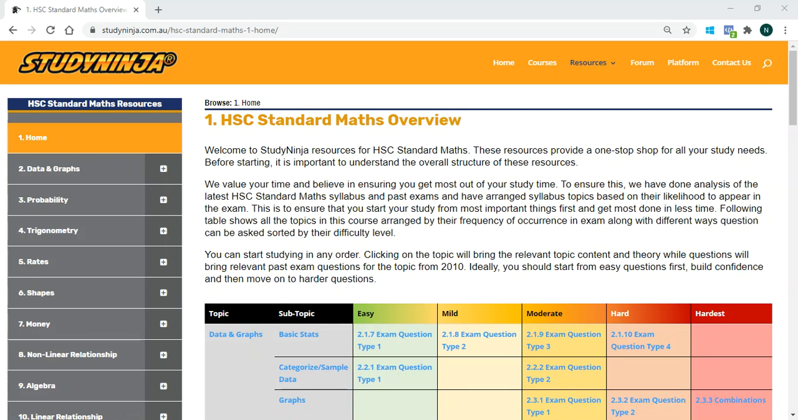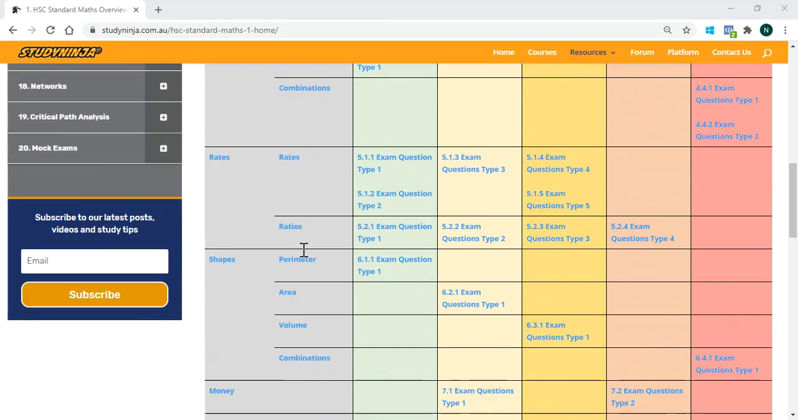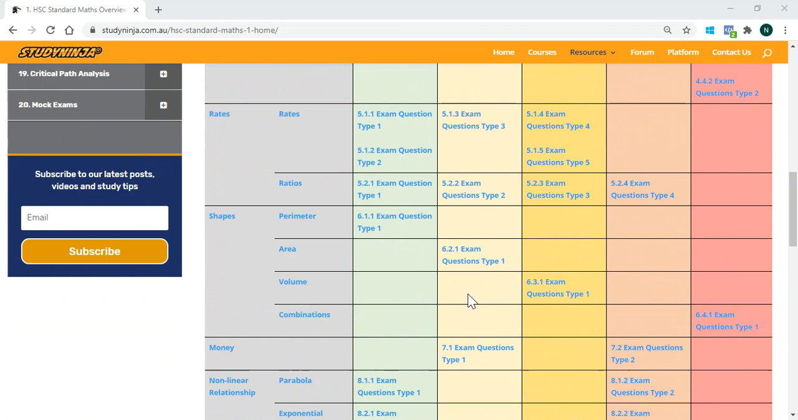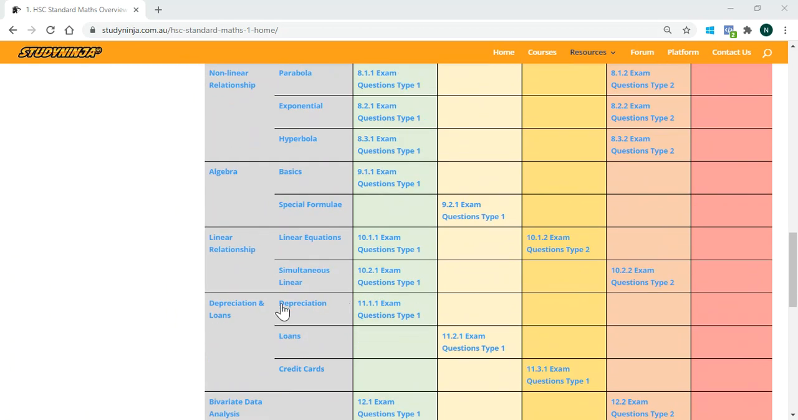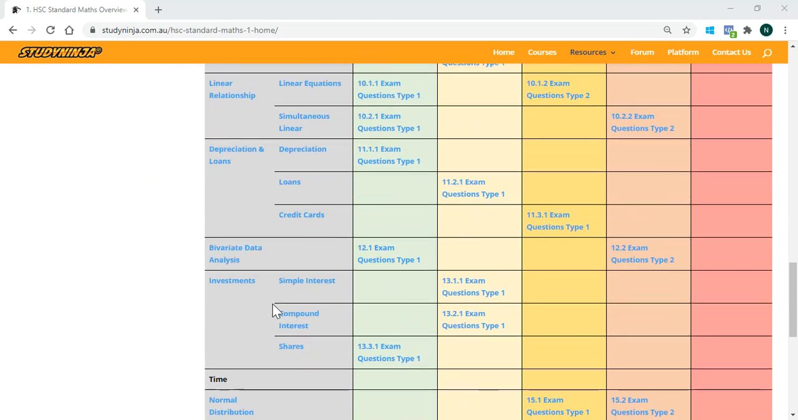In today's video, I'll be talking about 2019 exam question number 13. This question came from the topic of investments. So we go to the StudyNinja study matrix and go to the topic of investments. And this was from compound interest. So we click on this.